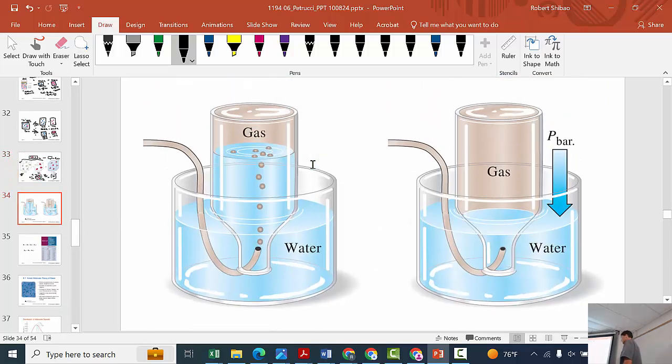Now, this is a very common gas mixture here. This gas mixture is when we collect gases over water. What happens is the gas bubbles through the water here and it becomes saturated with water vapor. And so this gas becomes contaminated with water vapor.